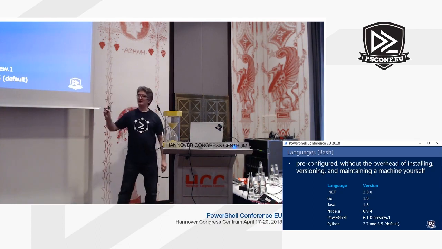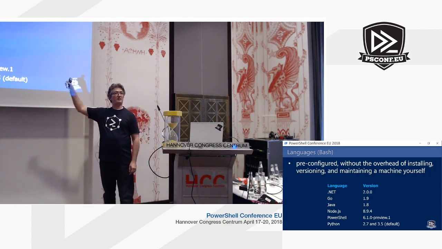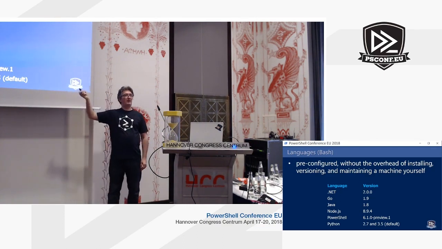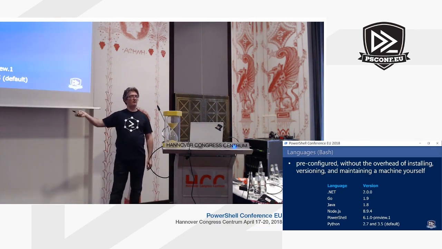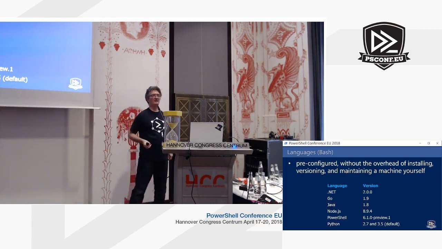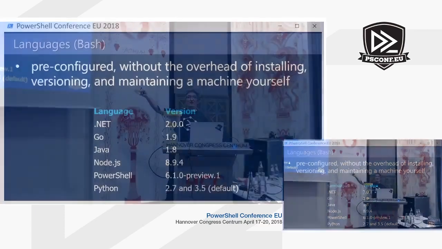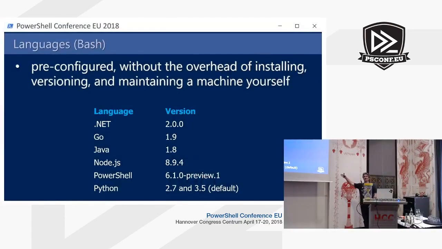So this is the list of all languages that are pre-configured and pre-installed in the Bash experience for you. As you can see, it's a variety of those to make all developers happy: .NET, Go, Java, Node.js, PowerShell Core, and Python. And they try to get the latest versions of it. Just look at the version of PowerShell Core. The latest one. It's just amazing.